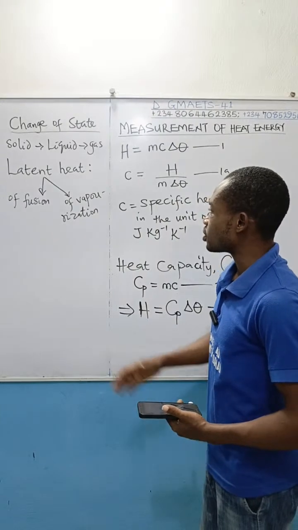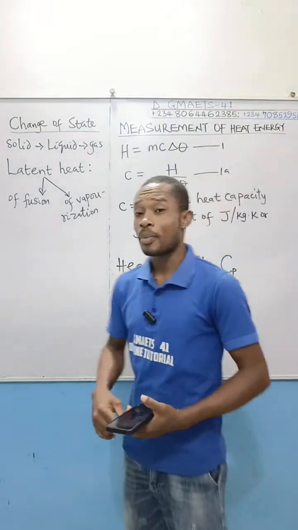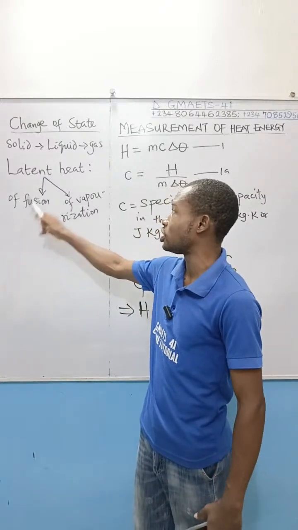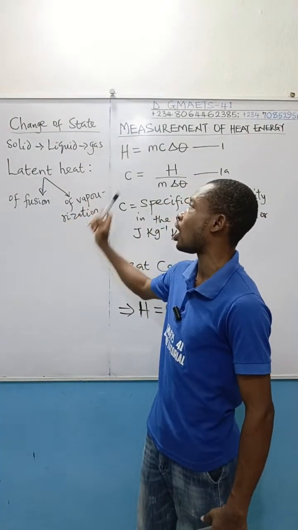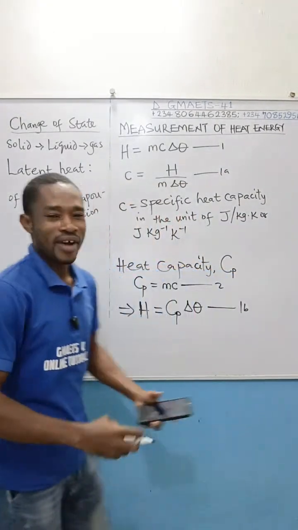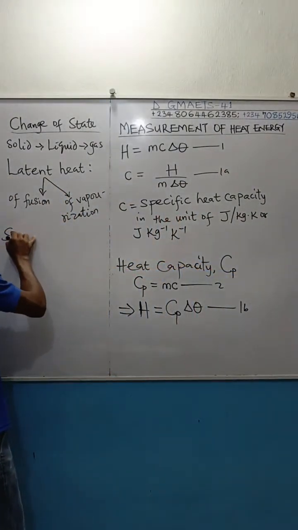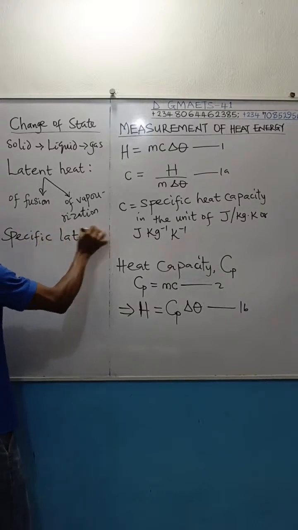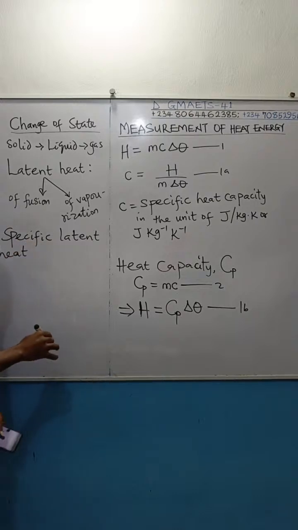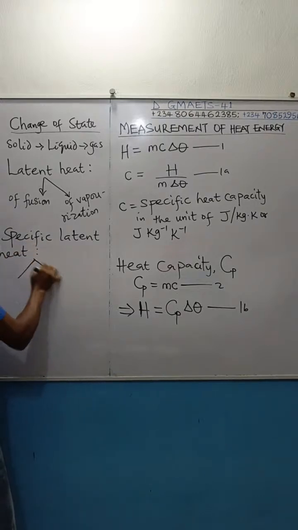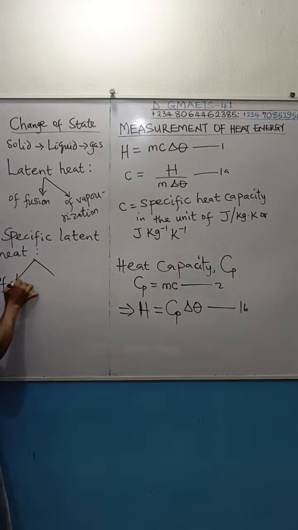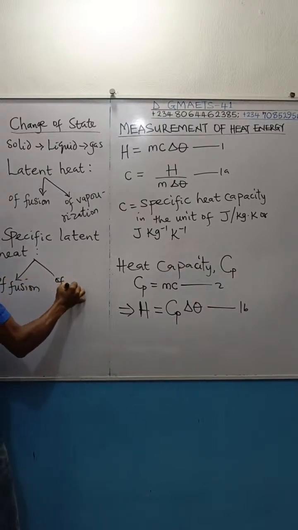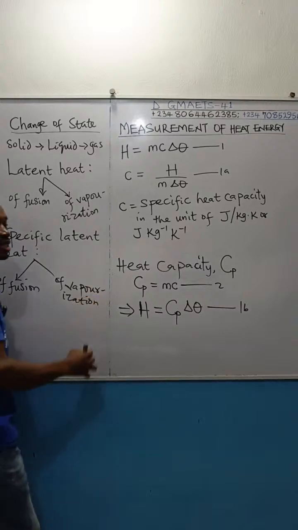All right, having talked about latent heat of fusion and latent heat of vaporization, this one links solid changing to liquid. This one links liquid changing to what? Gas. Now we are going to define the specific quantity of this. Specific latent heat. Once again, we shall define specific latent heat in terms of fusion and in terms of vaporization. Specific latent heat of fusion and specific latent heat of vaporization.